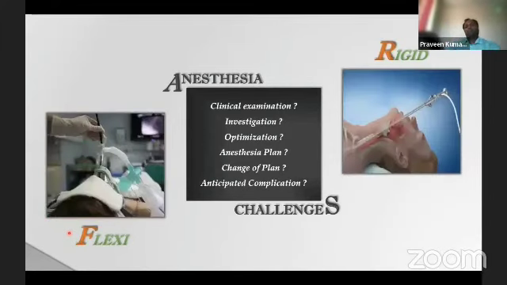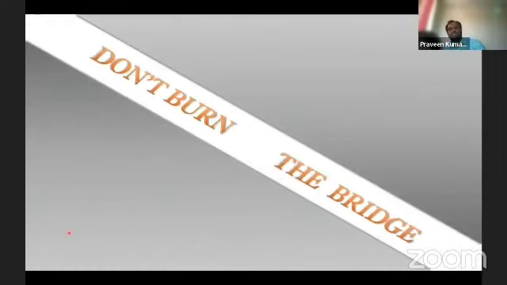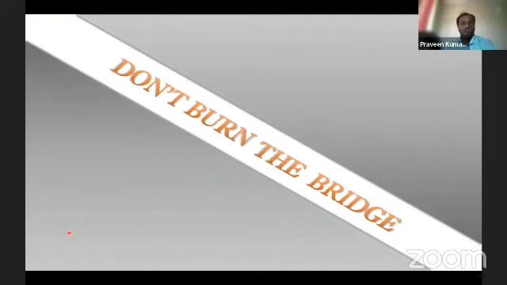So let us see the plans. This is followed both in flexible bronchoscopy and rigid bronchoscopy. This is a dialogue usually our senior says: whenever you go for anesthesia for a case of foreign body bronchus, don't burn the bridge. Don't try to burn the bridge because our patient is already in a compromised state. Suppose if there is an insult and a loss of airway, the patient may die on table.